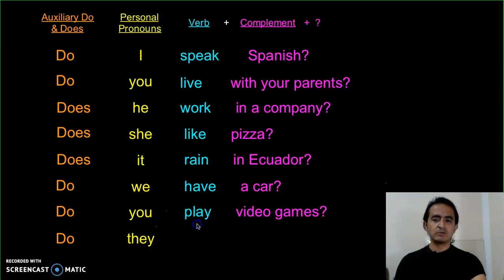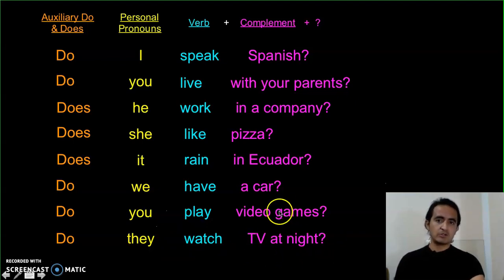Do you play video games? ¿Juegan videojuegos? ¿Ellos? No, perdón, ¿ustedes? Do they watch TV at night? ¿Ellos ven televisión en la noche? Okay? And these are examples of questions, no? And what we have to remember is that the most important for today is he, she, and it, they go with does, ¿no? Lo que tenemos que recordar es que he, she, and it van a ir con does.